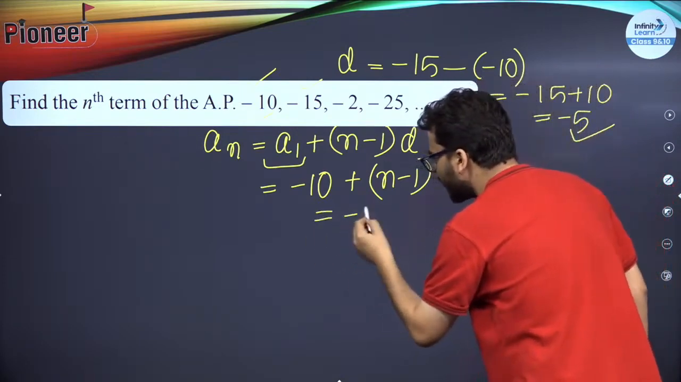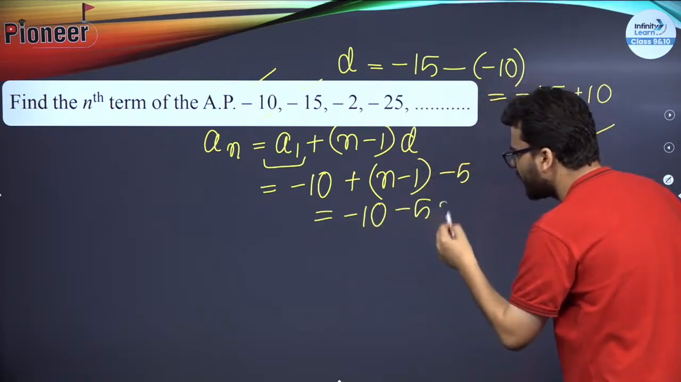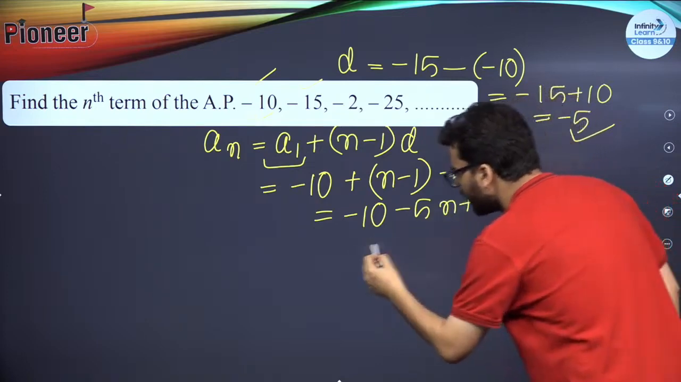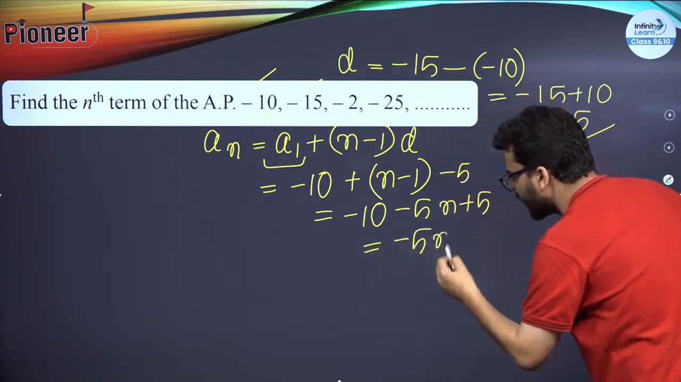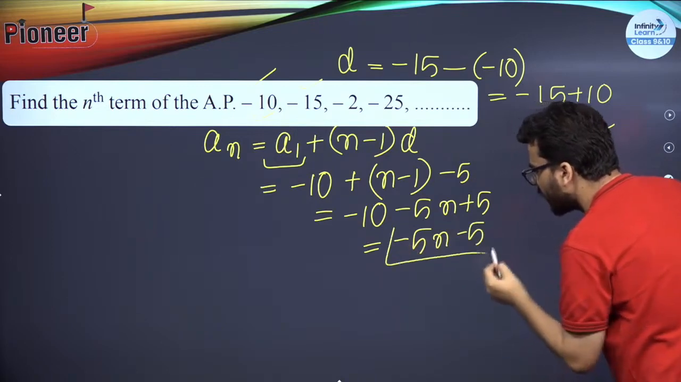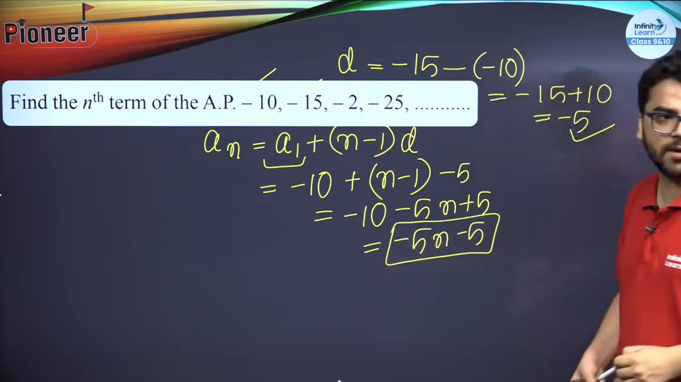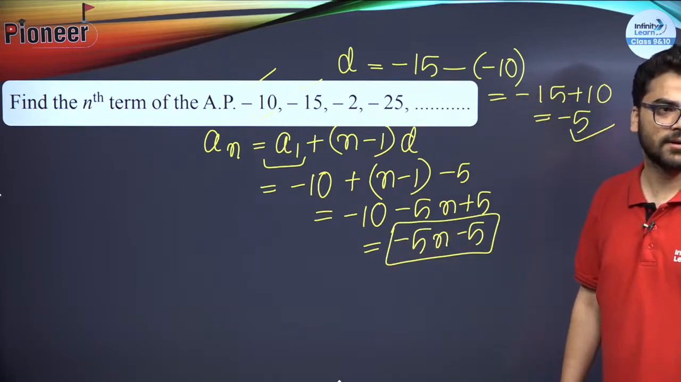Now let's simplify. You'll get the answer. So you see minus 5n plus 5. So you will get minus 5n minus 5. So this is the nth term. The nth term cannot be constant, Dharni Dharan.